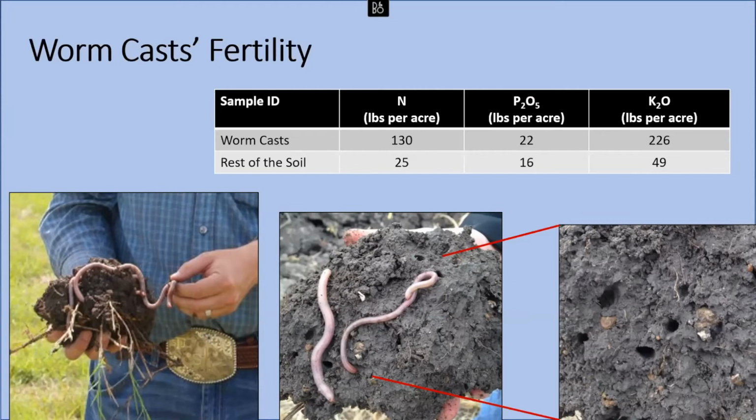So as a rule of thumb, in a good, healthy soil, if you dig a hole, about 1 square foot, we would like to find about 8 to 10 earthworms, which equates to about 1 million earthworms per acre.